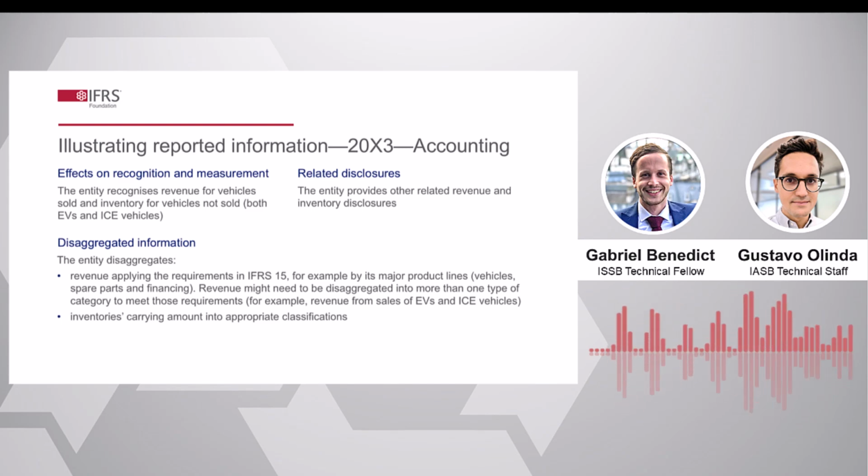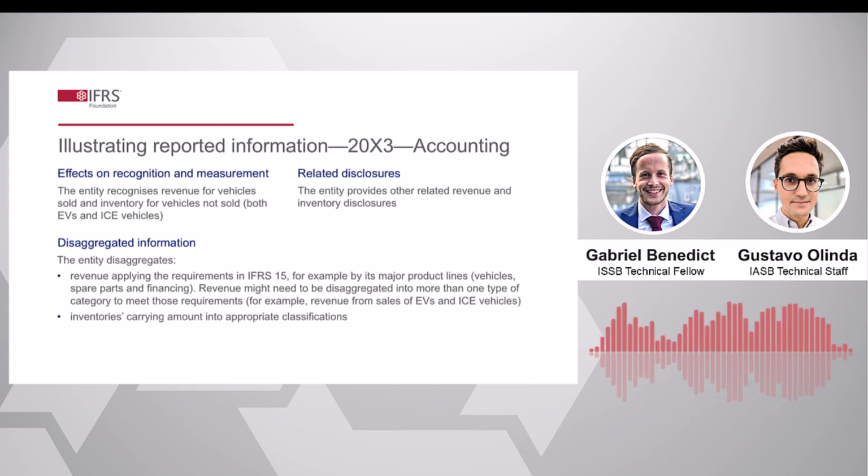Now, coming to the main aspect of this example, we note that IFRS 15 has specific requirements for disaggregating revenue. In particular, IFRS 15 has a disclosure objective that requires an entity to disaggregate revenue into categories that depict how the nature, amount, timing, and uncertainty of revenue and cash flows are affected by economic factors.